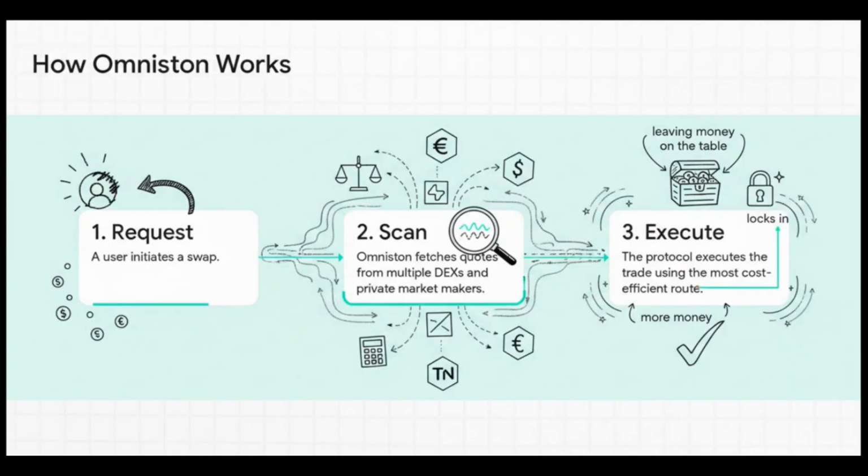And from your perspective, the whole process is incredibly simple. You just put in a request for a swap. Then, behind the scenes, Omniston is going to work, scanning prices from all the public decentralized exchanges and even tapping into private market makers. And finally, it just locks in and executes the single best route it finds. It basically unifies the entire market just to make sure you're not leaving any money on the table.